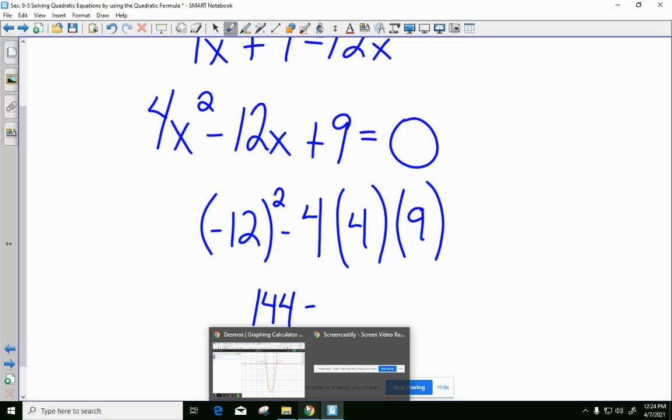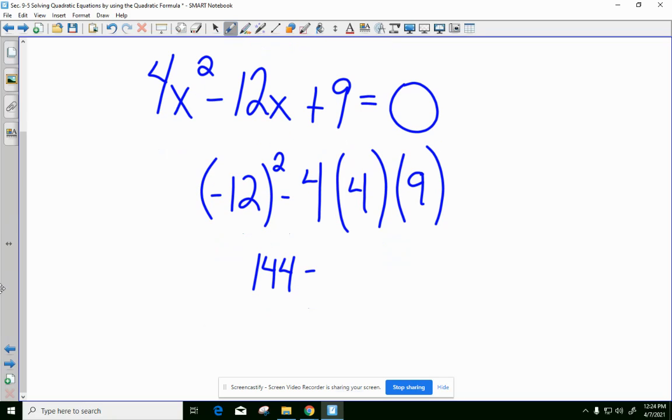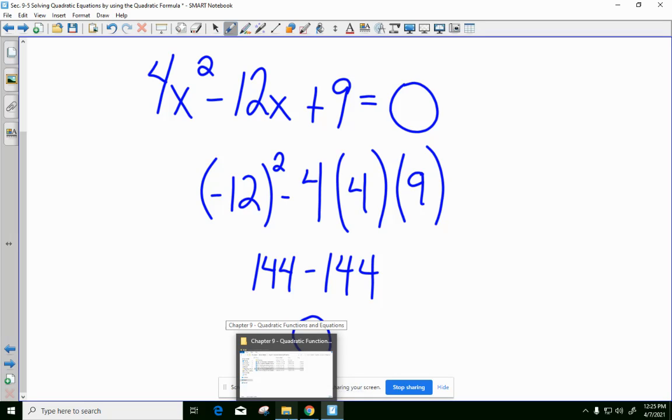144 minus, what is 4 times 9? Help me out, I don't know. What is it? It's, well, negative 4 times 4 is negative 16 times 9 is negative 144. Okay, so it's minus 144. Okay. So that result is 0, which means how many answers are there to this problem? There is 1. All right?